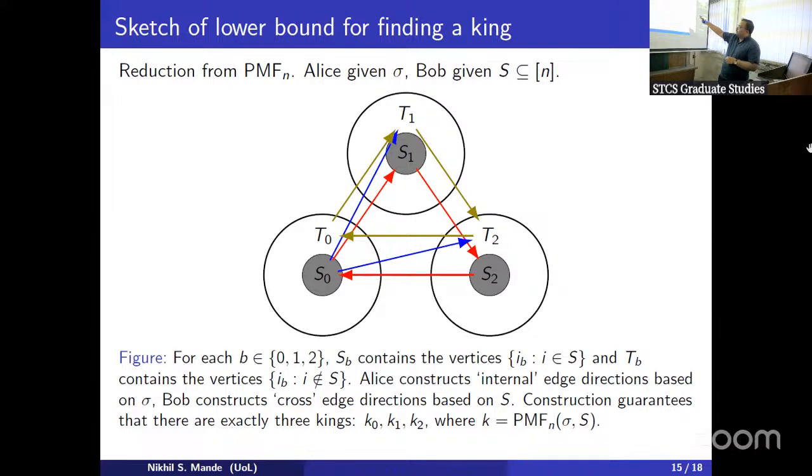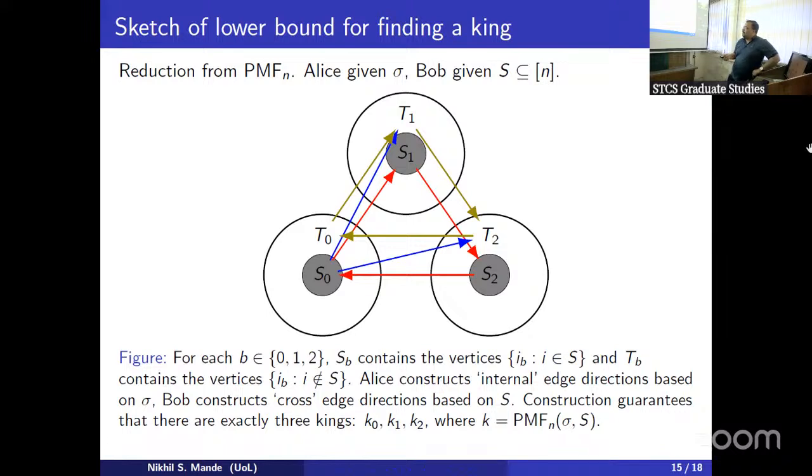So Bob constructs all cross edges between the blobs just based on his set. Alice constructs all internal edges within the blobs based on her ranking. So this gives all of the edges in this tournament.